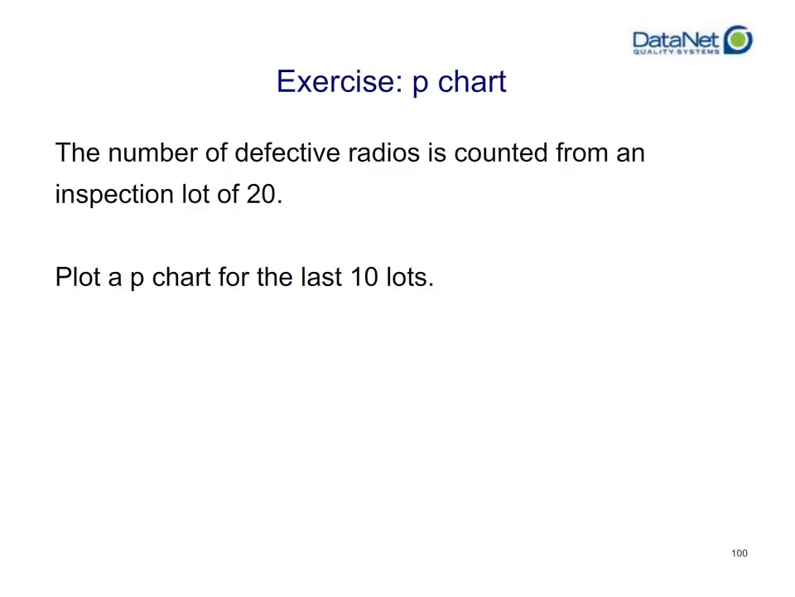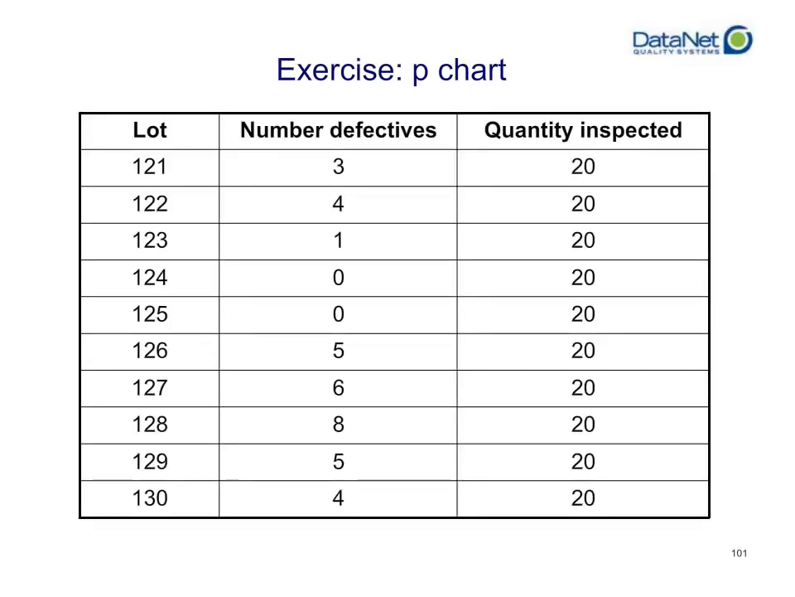In this case, we're going back for this exercise to the defective radios example. This time, the number of defective radios is counted from an inspection lot size of 20. Plot a P-chart for the last 10 lots. And here are your lots ranging from lot number 121 all the way down to lot 130, and you can see the number of defectives out of your quantity inspected each time.